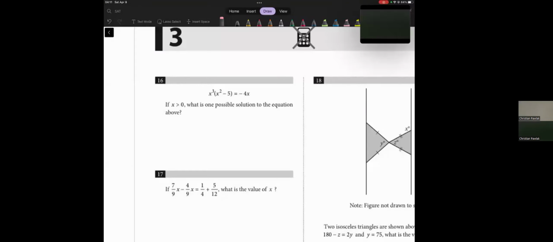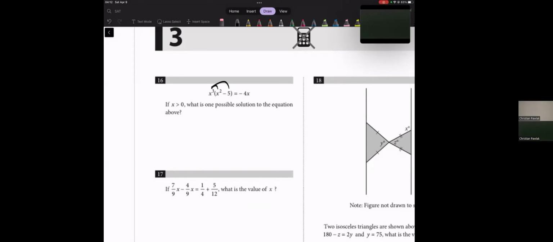Okay, at this point, we will go over the grid and response from section 3. If x is greater than 0, what is one possible solution to the equation above? In order to solve this, what I really want to do is try to get everything to one side. If I do that, I can first distribute here.